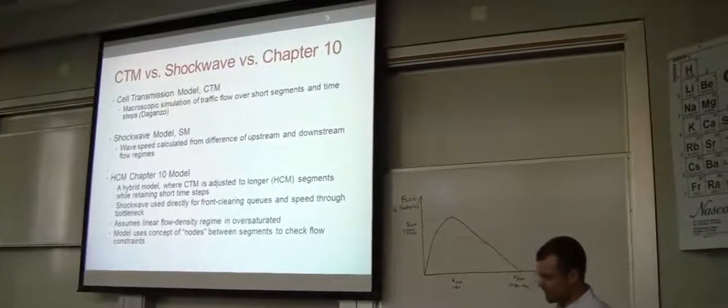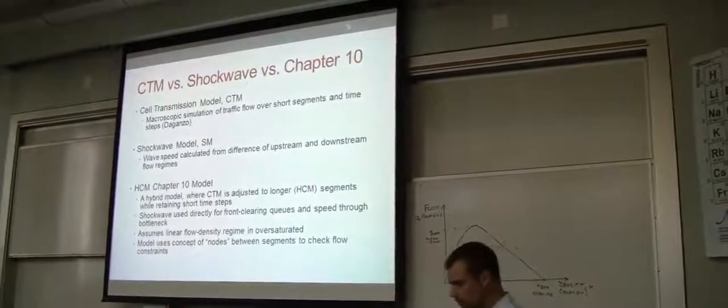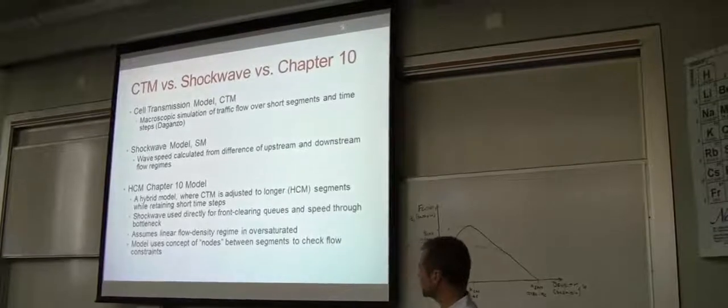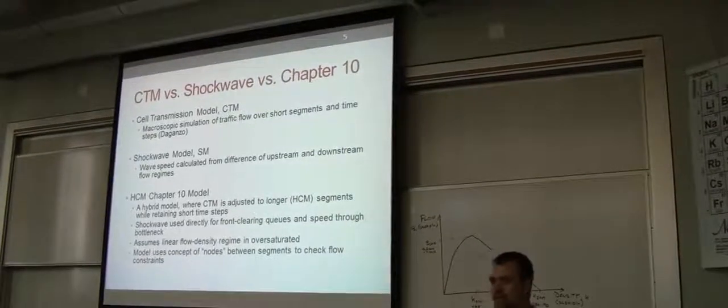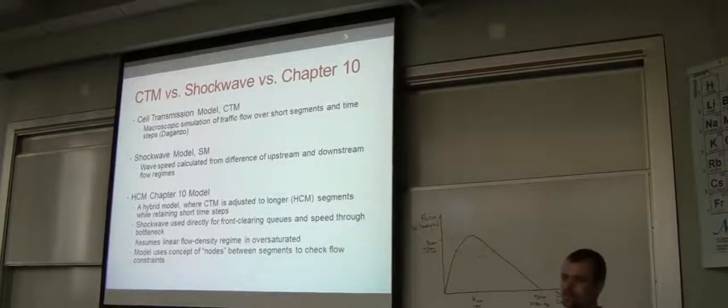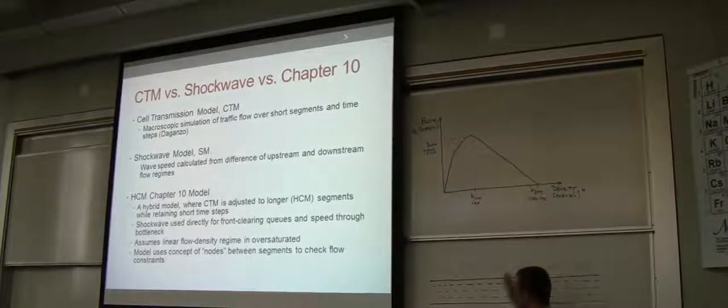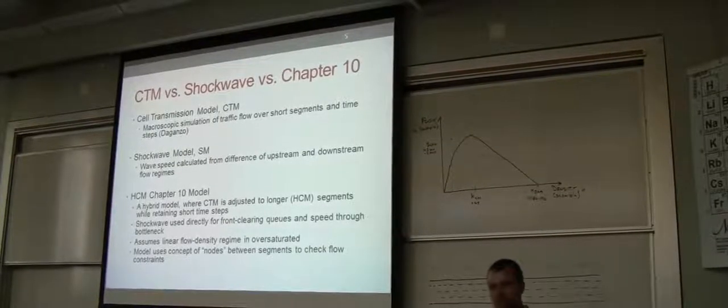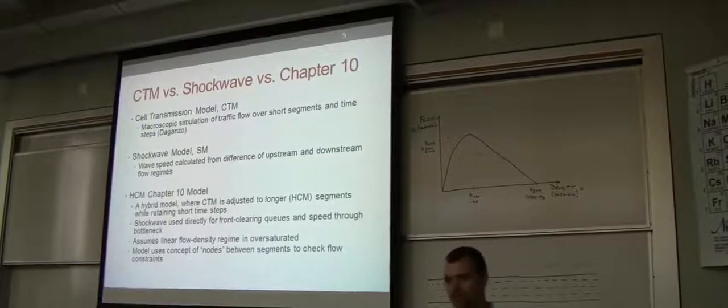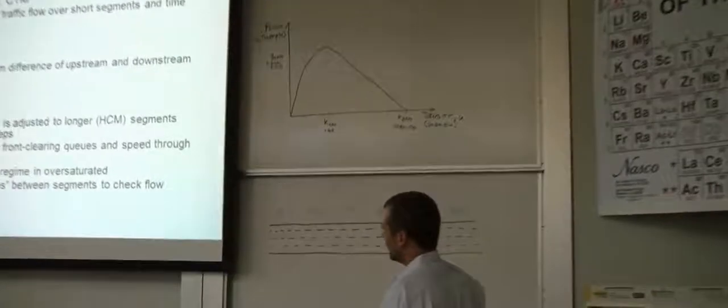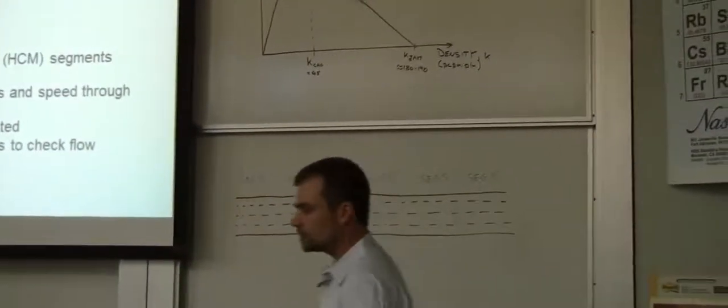So what does Chapter 10 do? What do we actually do? It's a hybrid model where we use a cell transmission-like approach, but we use HCM segments for the space separation. So rather than using Daganzo's really short segments, we divide the segments up consistent with the definitions in Chapters 11, 12, and 13 into basic segment, weaving segment, merge, and diverge segments. But the time steps are still very, very short.